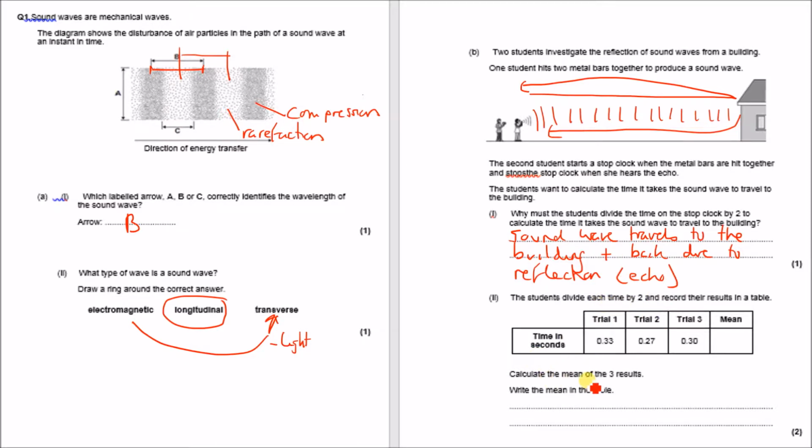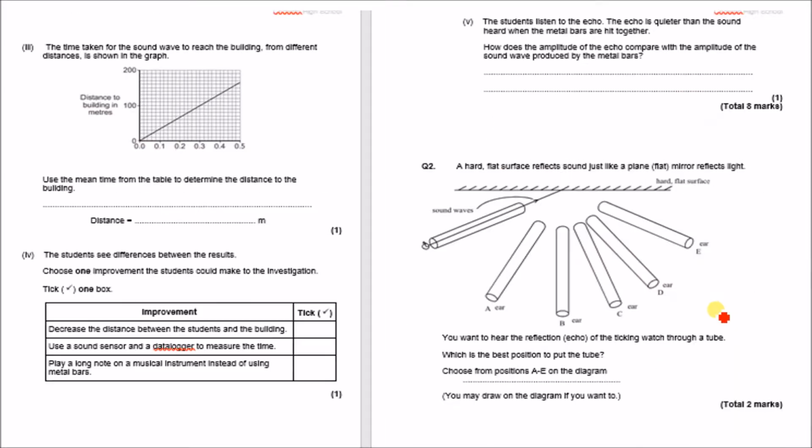Right, the next question says calculate the mean of the three results. So if we have three results, what do we need to do? We just need to add the three results and then divide by how many there are. So 0.33 plus 0.27 plus 0.3, and that will give you 0.9. There are three results, three trials, so we divide by 3, and that will give you 0.3. So the mean is 0.3.